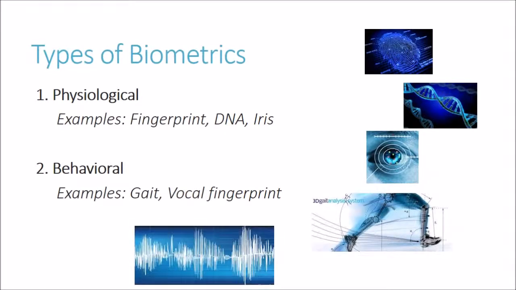The second class is behavioral biometrics. These are informative characteristics of how a person acts or behaves. Examples of behavioral biometrics include a person's gait or walking style, or their vocal fingerprint with its signature features.